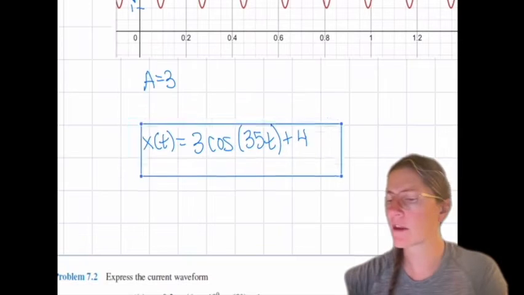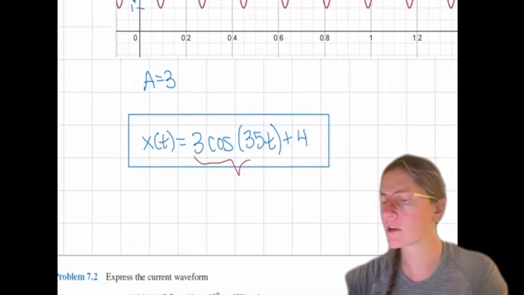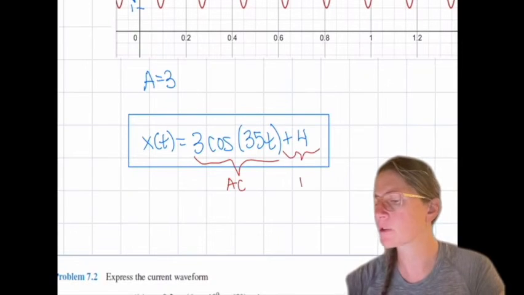The AC portion would be considered the 3 cosine 35t, and then this would be your DC portion of plus 4.